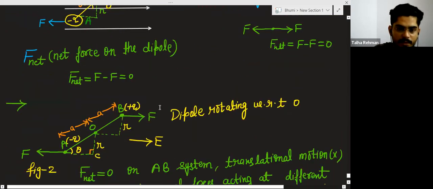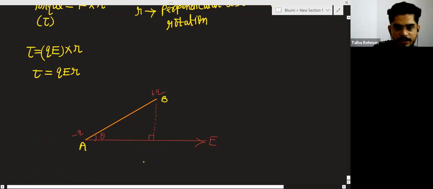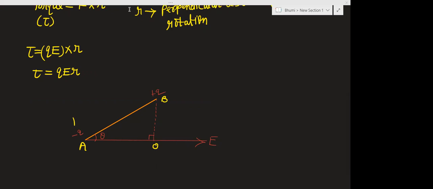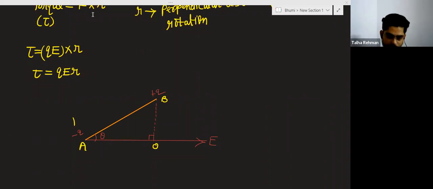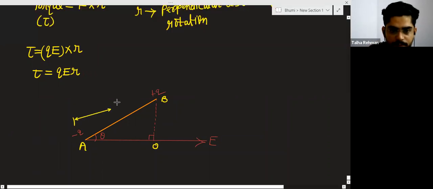What is this here? This is AB. This is A. This is B, and this is O. So we know that in case of a dipole, we take the distance between the two charges as 2a. This distance is 2a here.